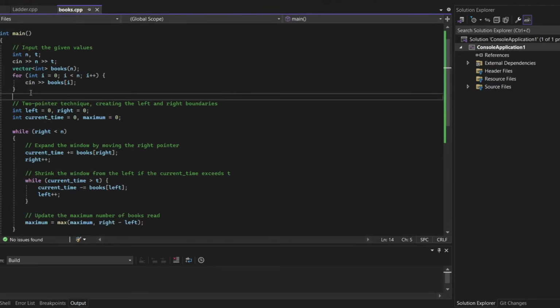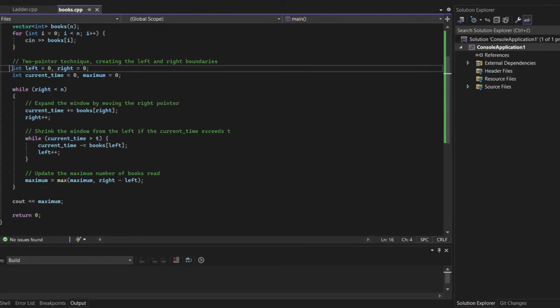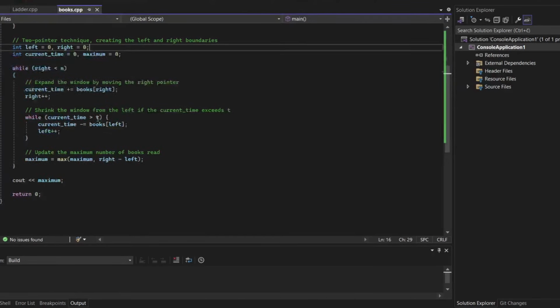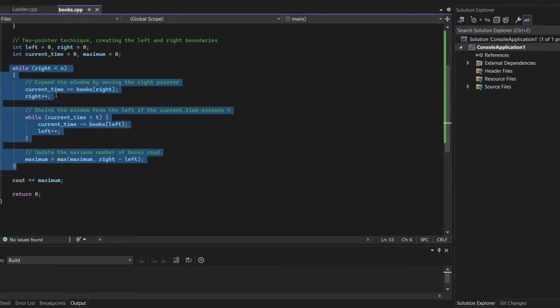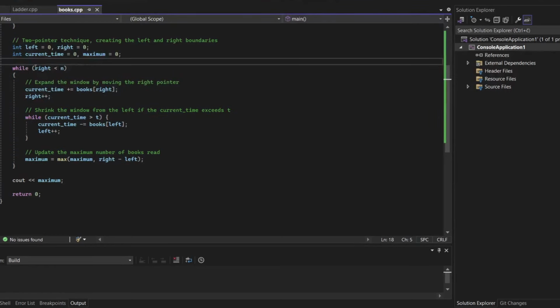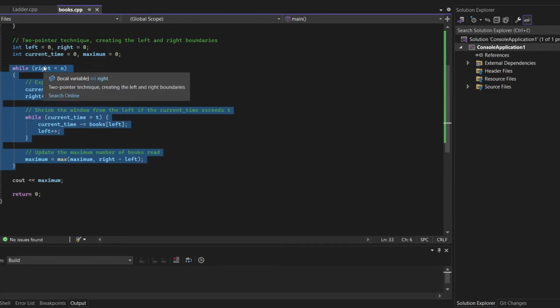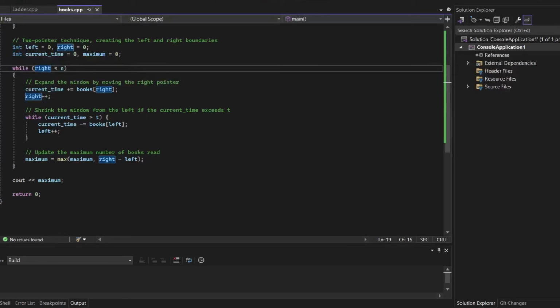Okay, so we're inputting this, and here we have our bounds. So our left bound is 0, and our right bound is also 0. We have our current time, which I will explain in a minute, and our maximum value, which is 0. So now we have a while loop, and our while loop runs until the right is equal to n. So this loop will go on until we reach the final element of the array, so our right bound will be the last element, which I explained earlier.